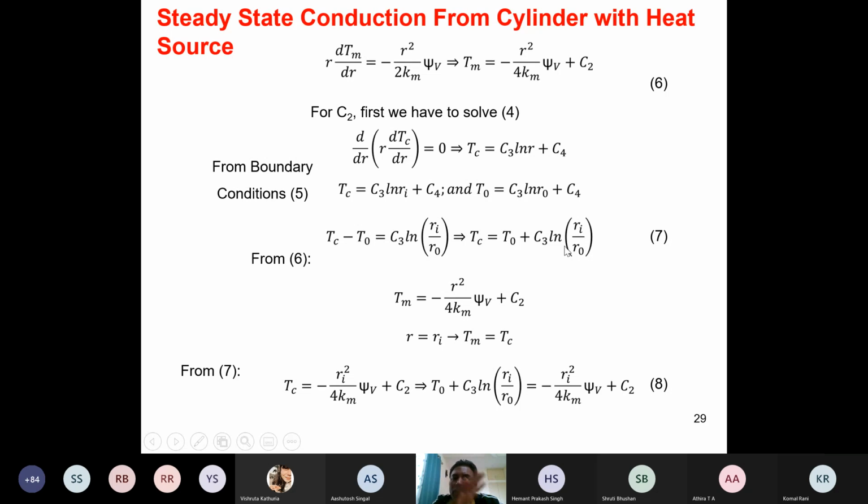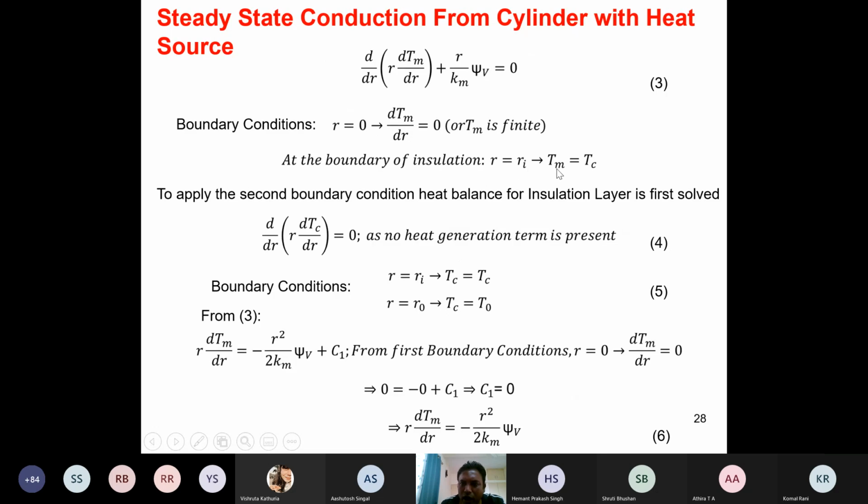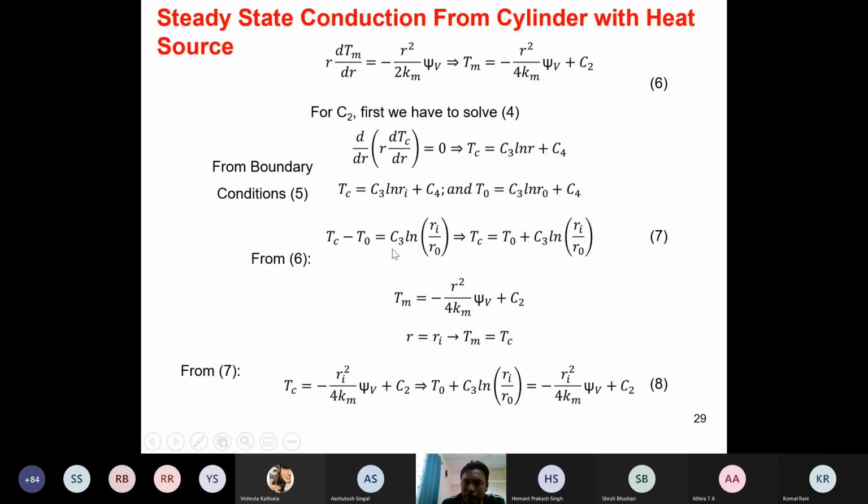Now from equation number 6, what we have obtained is Tm equals to minus R square by 4 Km psi V plus C2. Remember, again the second boundary condition was what? Second boundary condition for this metal wall was what? R equals to Ri, Tm equals to Tc. Correct. So if this R equals to Ri, this Tm equals to Tc. So we can write this here. R equals to Ri, Tm equals to Tc. So this becomes Tc equals minus Ri square by 4 Km psi V plus C2.